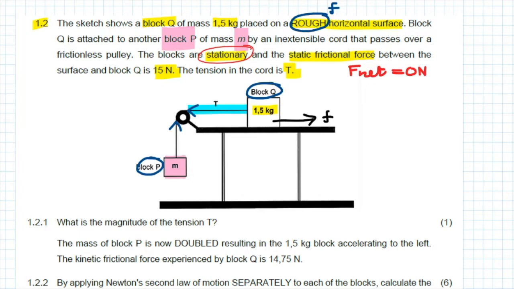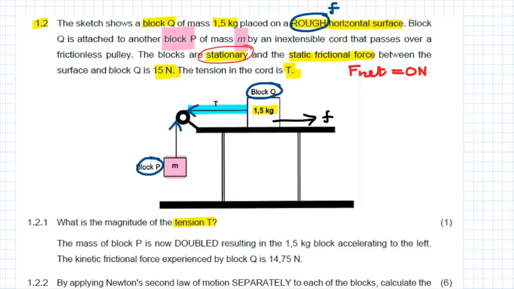Question 1.2.1 says, what is the magnitude of the tension T? Now please, whenever you have a Newton's law question of this kind, there are two things that I want you to always remember to do. Number 1, whether they say it or not, go and draw free body diagrams for your objects. Number 2, remember to choose one direction as positive, and of course the opposite direction will be negative. We are dealing with vectors, so direction here is incredibly important.